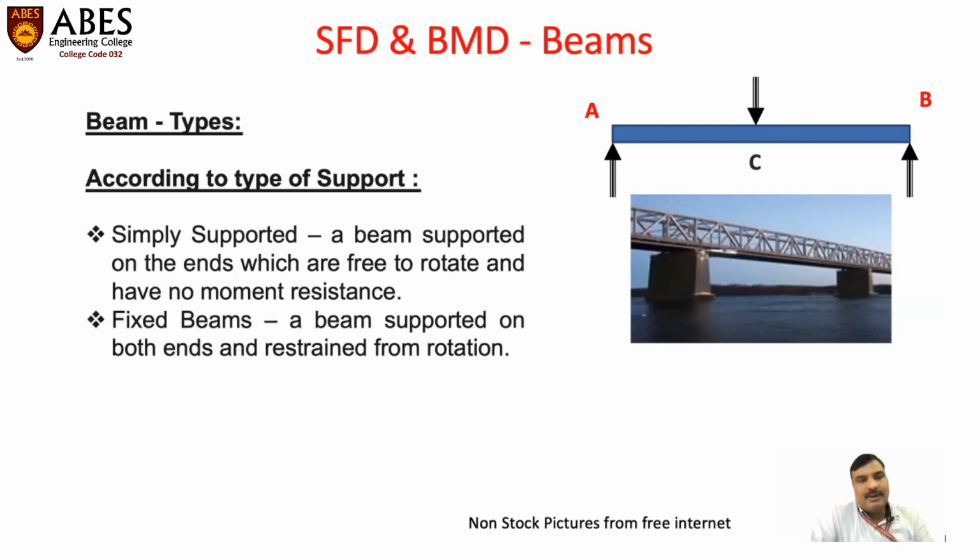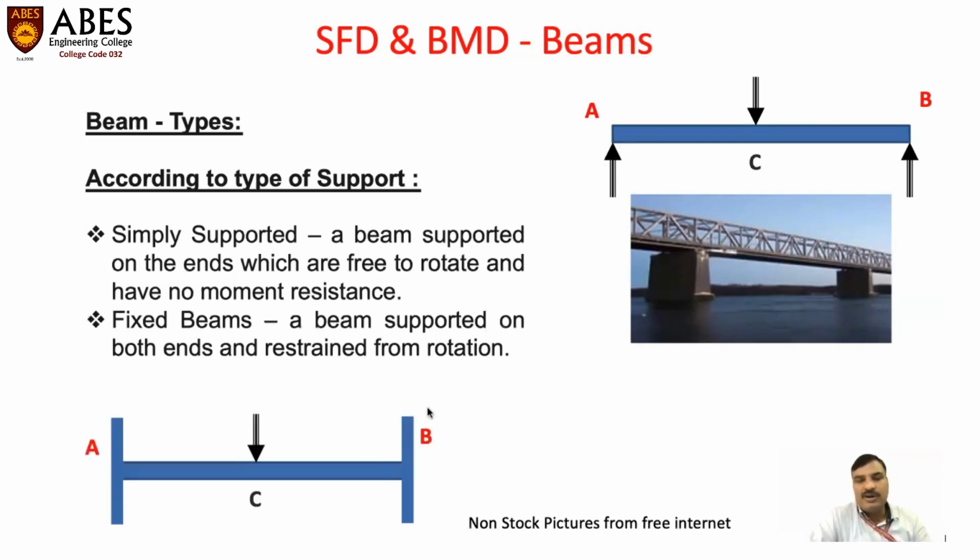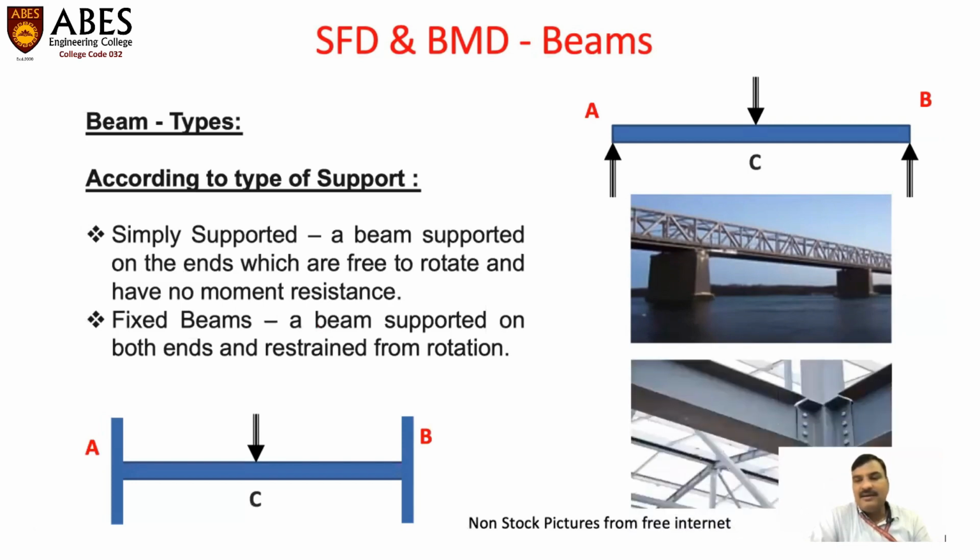Next type of beam according to support is fixed beams. In a fixed beam, this particular end is also secured, and this particular beam will not be moving. I mean, it is not free to rotate in fixed beams. It is restrained from rotation.